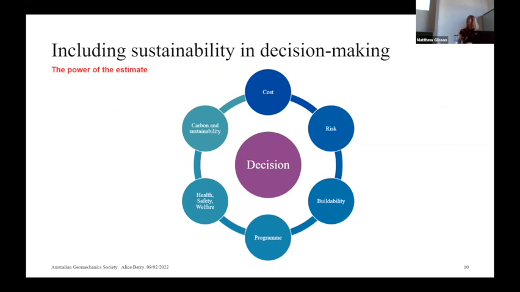Why is it important? We've already touched on this. We're used to making decisions as an industry based on cost and program, and also thinking about buildability, risk, health and safety and welfare. If carbon and sustainability are just qualitative, a bit better or a bit worse for the environment, and there's not a number that goes with it, it's really hard to give it equal weighting or the right weighting compared to these other factors.